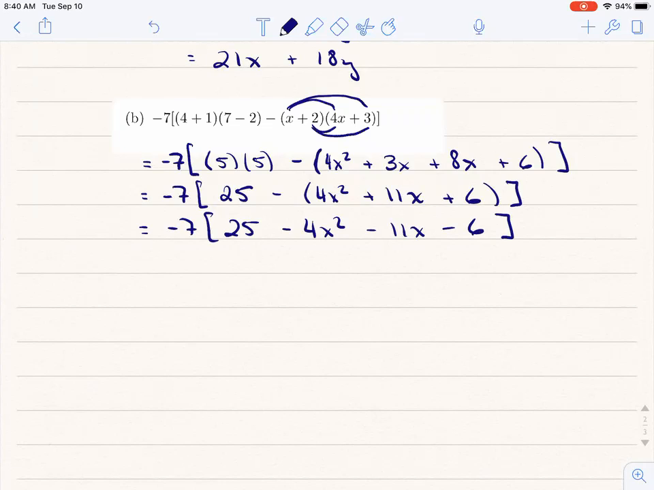Same idea, I'm always on the lookout for things that I can collapse, things that I can just kind of collect like terms. I've got x squared and I've got x, there's nothing to do there, but I've got the 25 and the minus 6 that I can bring together. And so I've got -7, and I guess that makes 19. Minus 4x squared minus 11x.